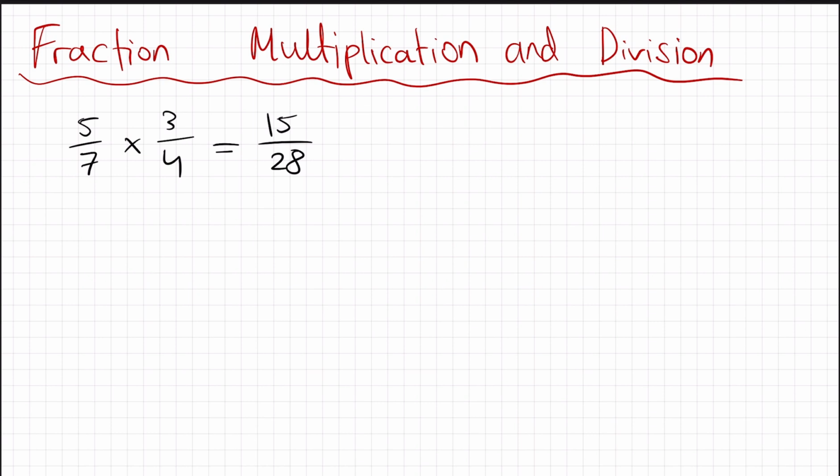And division is just as simple, just with one extra step. So now let's say you wanted to divide these two numbers. So you wanted to do 5 over 7 divided by 4 over 3.